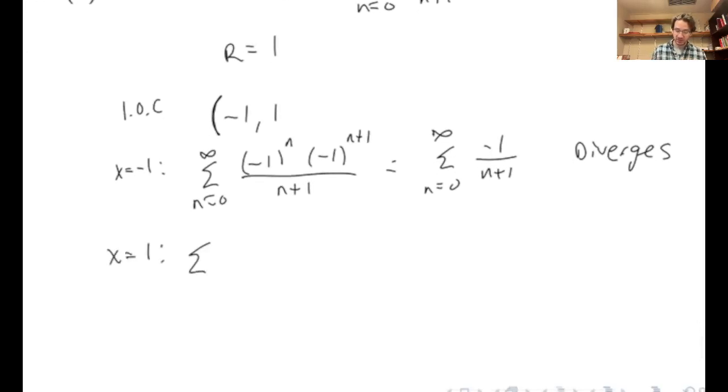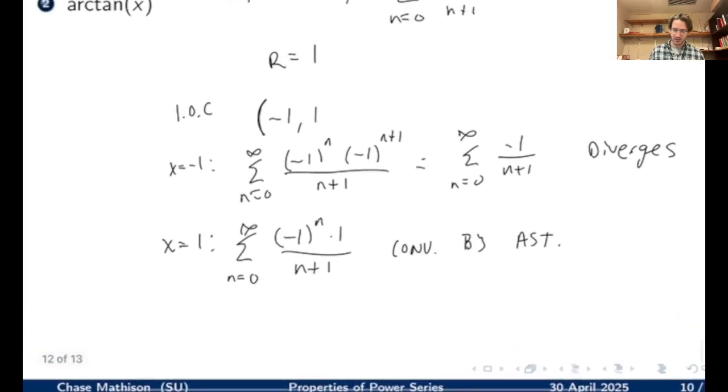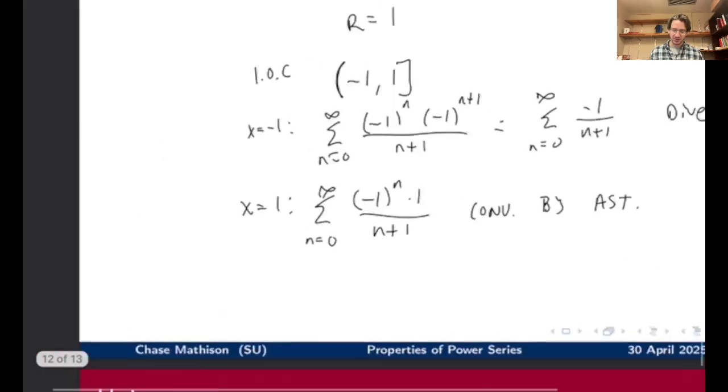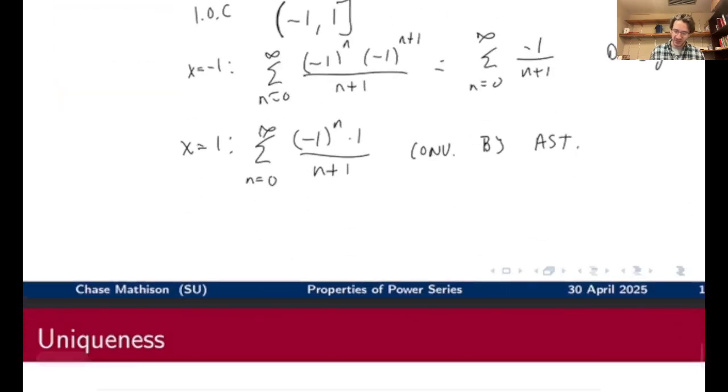Do I include x equals +1? Well, let's see. Sum from 0 to infinity of -1 to the n times 1 over n plus 1. Yeah, this converges. This converges by the alternating series test. And so what does it converge to? Well, I plugged in x equals 1 on the right, so it has to converge to what I get when I plug in 1 on the left, natural log of 2. So I finally showed you guys that that's where that comes from.